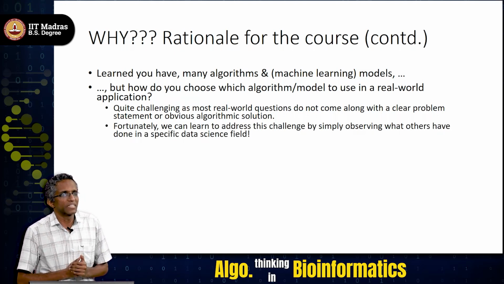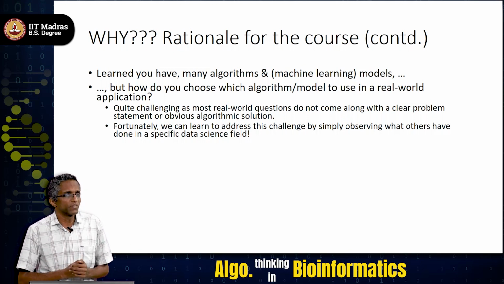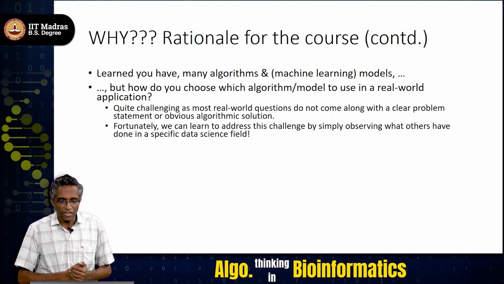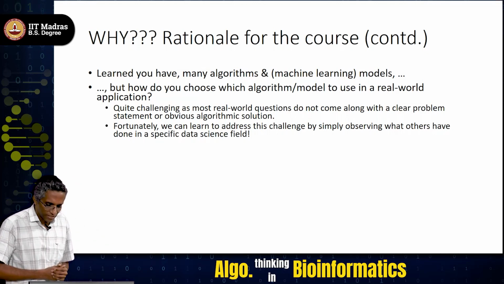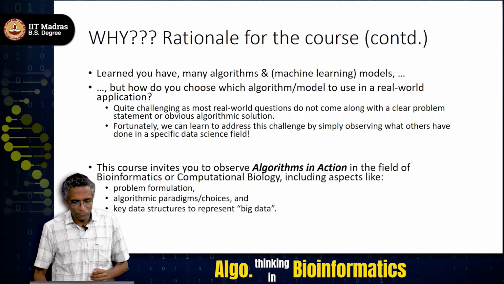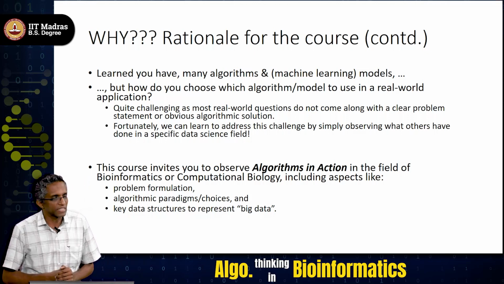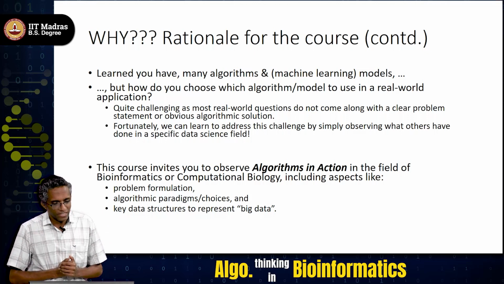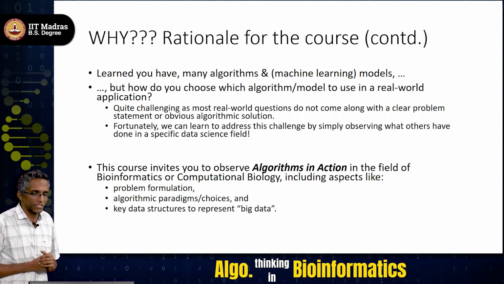Fortunately for us, this challenge could be addressed by taking a particular applied area, a specific data science field, and then trying to see how the algorithms and machine learning models are being applied and adapted and made to work in that field. This is the main premise of this course: you can learn how to solve these real world questions using programming and data science analysis by observing these algorithms in action. And the particular field we have chosen for this course is bioinformatics and computational biology.